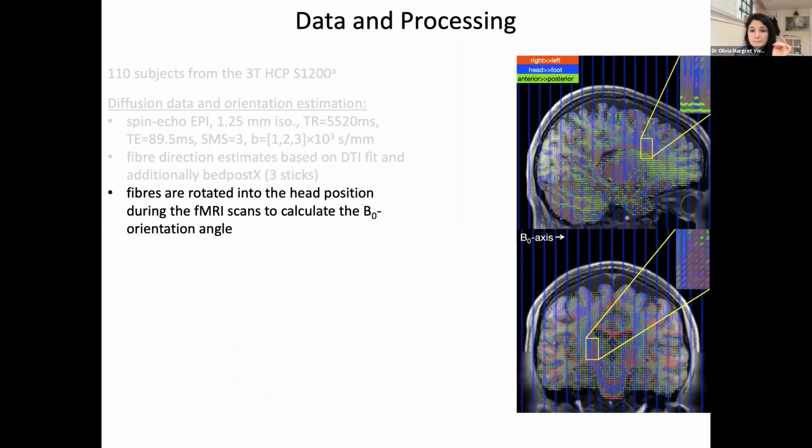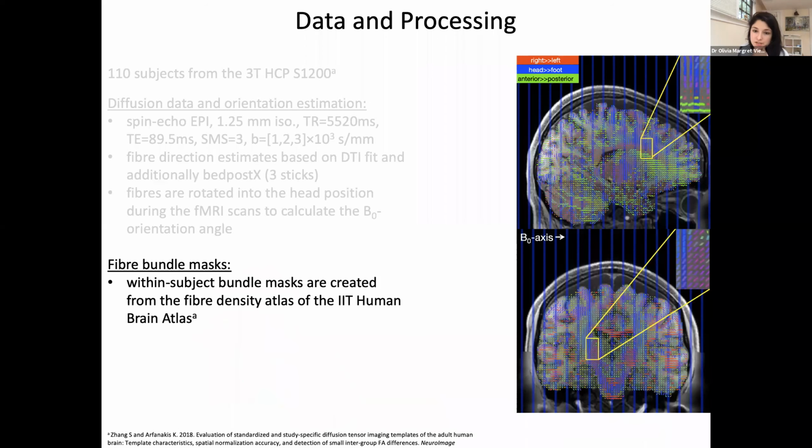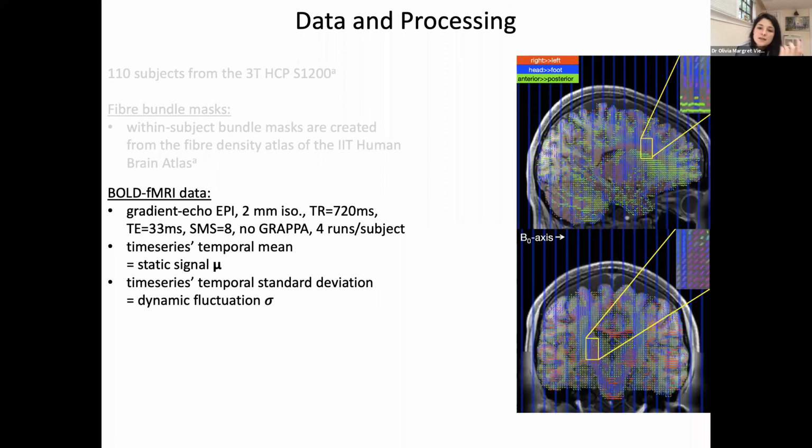So fiber directions are then rotated into the head position during the fMRI scan to calculate B0 orientations during the resting state acquisition. And we use an MNI-based atlas of fiber density from the IIT Human Brain Atlas to create fiber-specific masks. And the fMRI data is the standard gradient echo EPI. And we take the time series temporal mean as the static signal and the temporal standard deviation as the dynamic component, sigma.